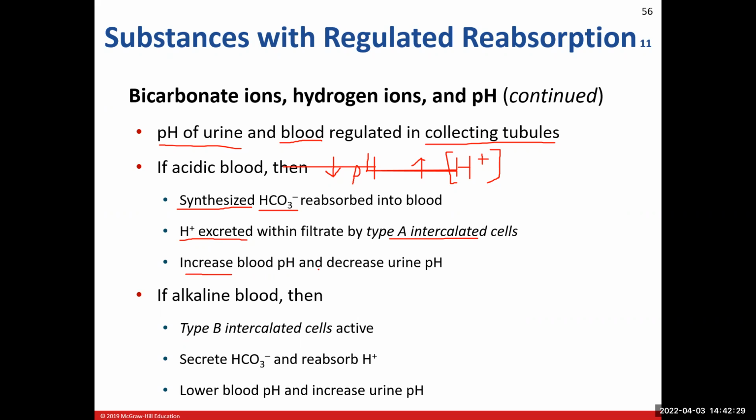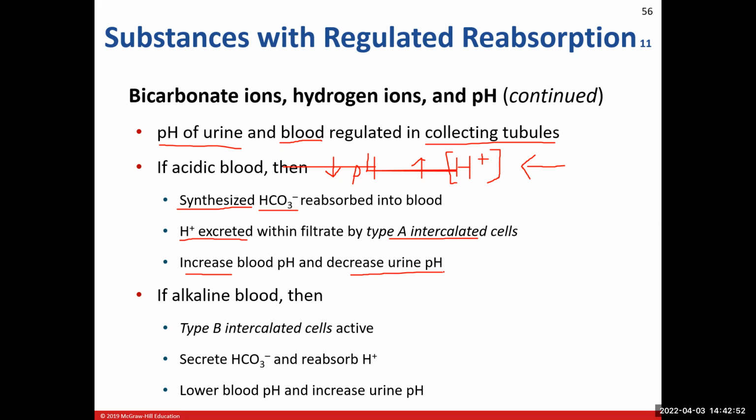And therefore, where did we offload those hydrogen ions? Into your urine. And if we offload them into the urine, they're going to increase the hydrogen ion concentration in the urine. Look at what I wrote up here. That will then decrease the urine pH.